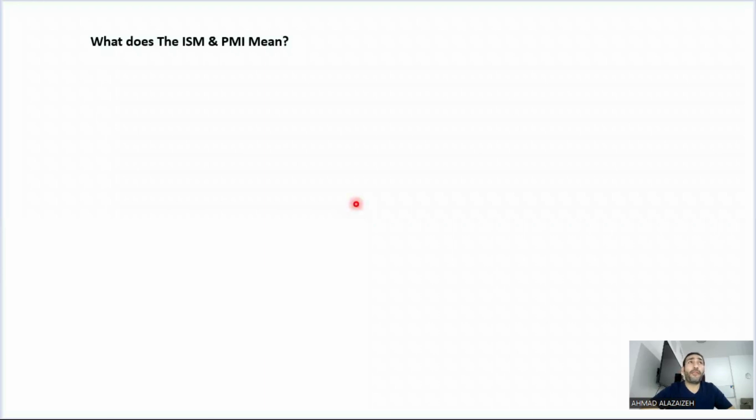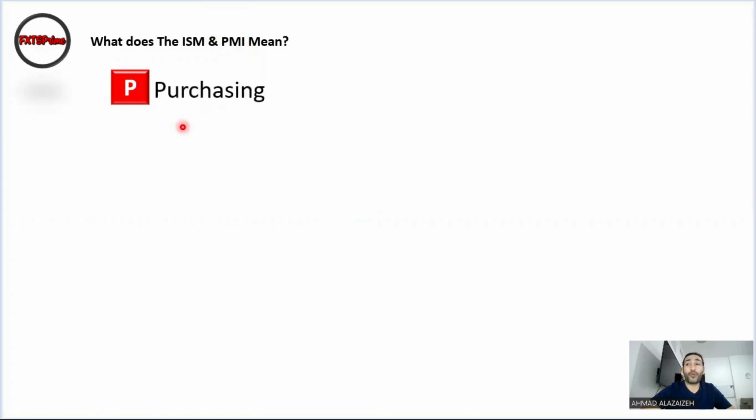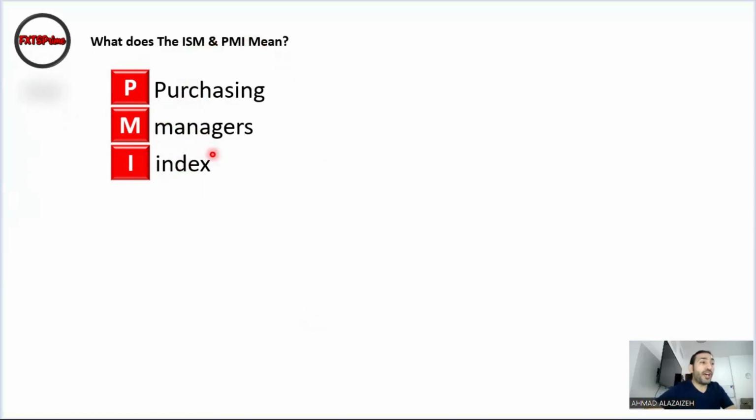So if we ask ourselves, what does the ISM and PMI mean? When it comes to the PMI, P stands for purchasing, M stands for managers, and I stands for index. So the PMI is the Purchasing Managers Index. However, where is this information coming from? This information is coming from two locations.